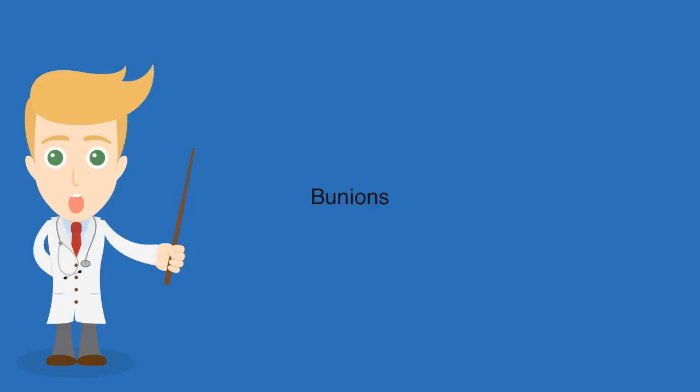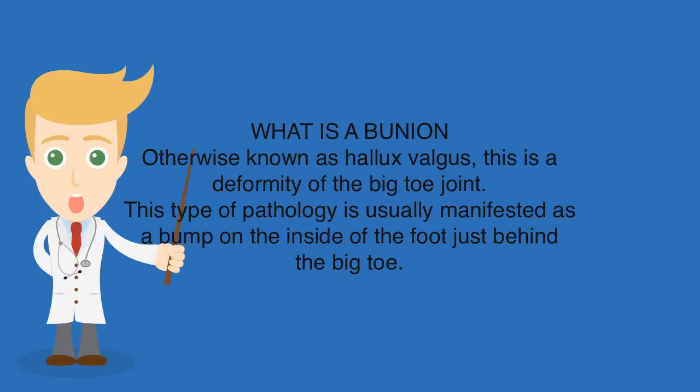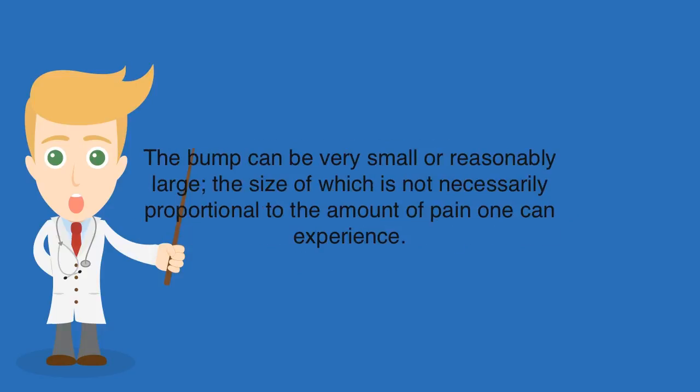Bunions. What is a bunion? Otherwise known as hallux valgus, this is a deformity of the big toe joint. This type of pathology is usually manifested as a bump on the inside of the foot just behind the big toe. The bump can be very small or reasonably large, the size of which is not necessarily proportional to the amount of pain one can experience.